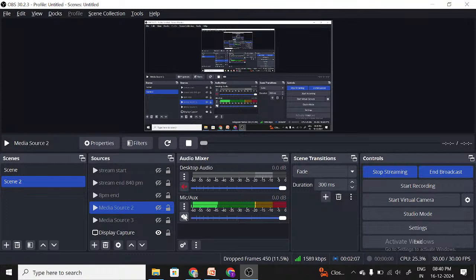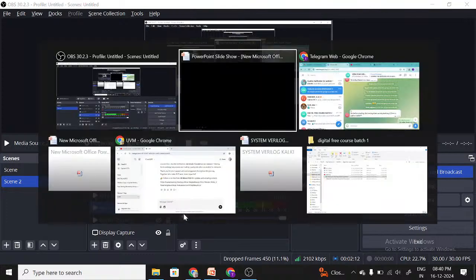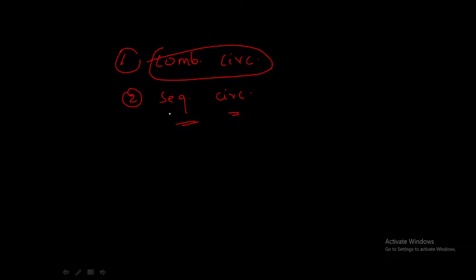Now, in digital circuits, we have two types of circuits: one is combinational circuit and another is sequential circuit. The first type are combinational circuits, and the second type are known as sequential circuits. In this session we are going to start with the discussion of combinational circuits, and we will come back to sequential circuits in our upcoming sessions.